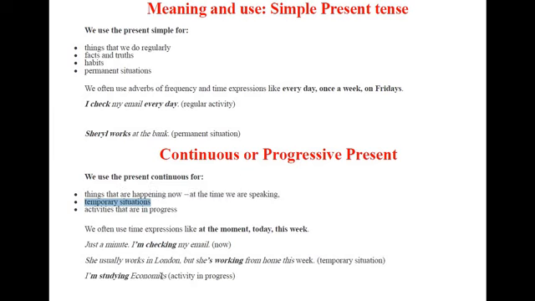I'm studying economics. I am studying economics. So now I am studying economics, an activity in progress. So that is the simple present tense and the continuous or progressive tense.